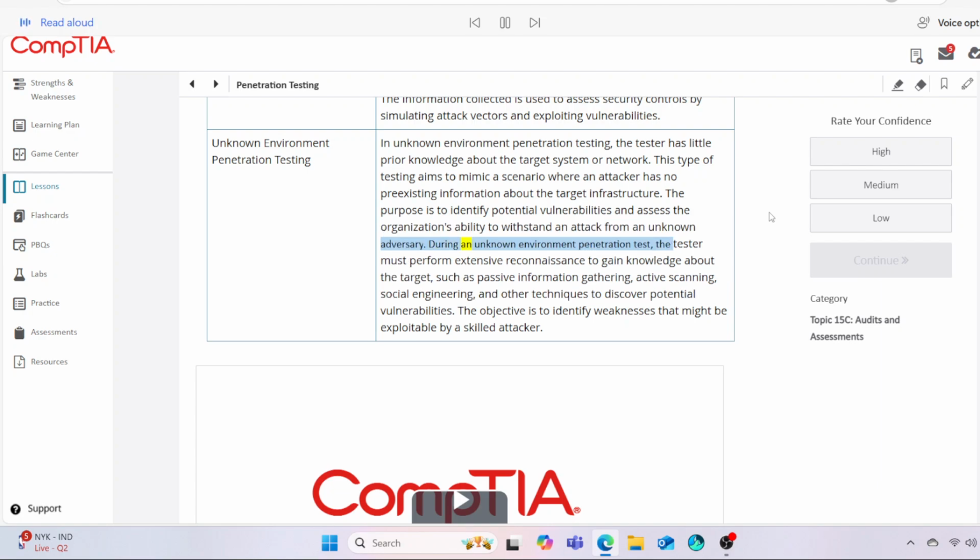During an unknown environment penetration test, the tester must perform extensive reconnaissance to gain knowledge about the target, such as passive information gathering, active scanning, social engineering, and other techniques to discover potential vulnerabilities. The objective is to identify weaknesses that might be exploitable by a skilled attacker.